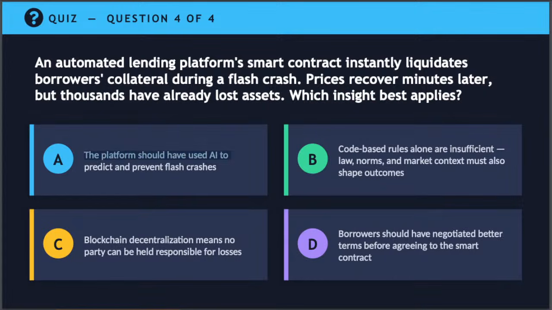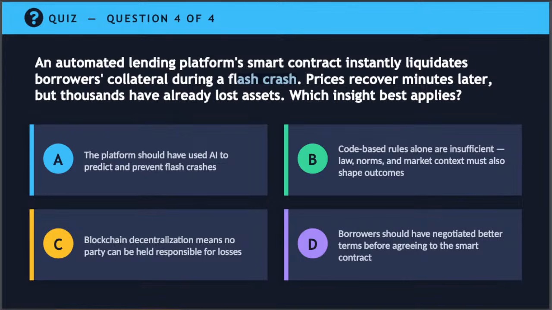Should the platform have used AI to predict and prevent the flash crash? Could it be that code-based rules alone were insufficient, and law and norms must also shape the outcomes because they're relying only on the code-based rules? Was it because blockchain decentralization means that no party can be held responsible? Or is it that the borrower should have negotiated better terms before agreeing to the smart contract? Because obviously the terms were that the collateral could be liquidated instantly in a flash crash. So any takers for question 4? This is a difficult one, so just any guess would be good.